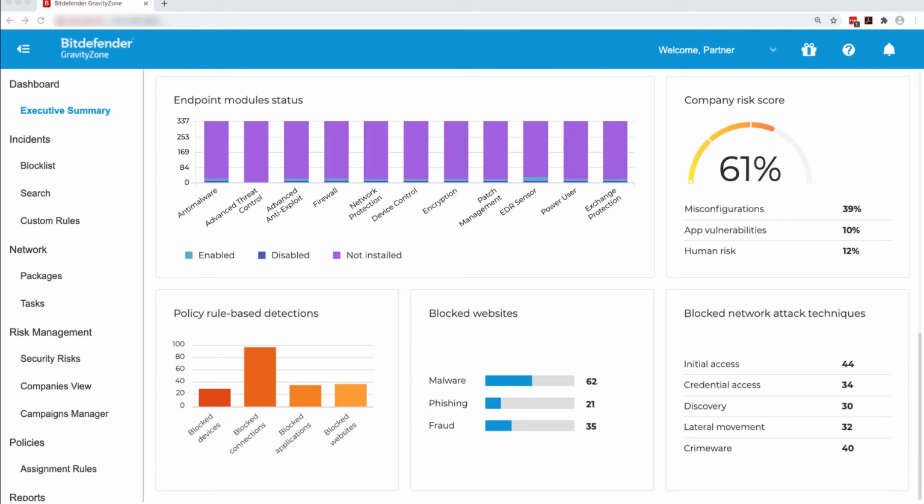So, there you have it, GravityZone's new executive summary dashboard, how it works and why we built it. We invite you to try it out and let us know what you think of it. Expect additional management focus widgets to be added to the dashboard over time.